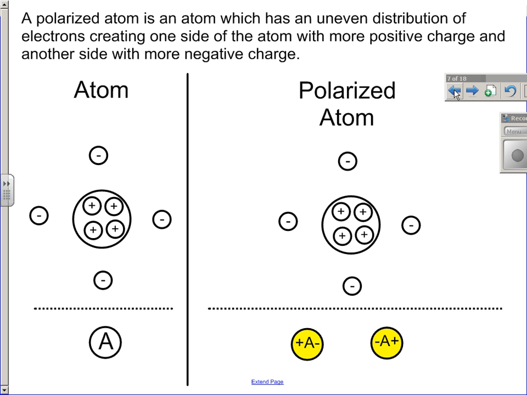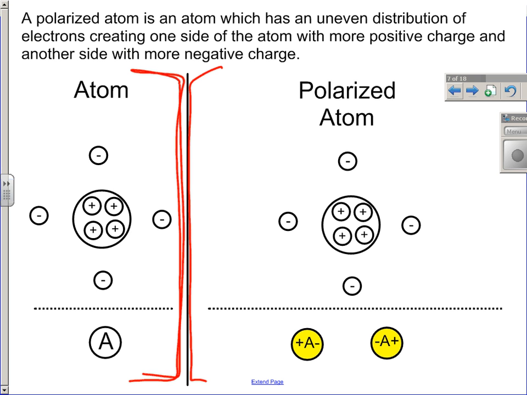So over here on the left side of the screen, we've got just a regular atom, right? On the right side of the screen, let's turn this into a polarized atom. And the way this might happen is this.